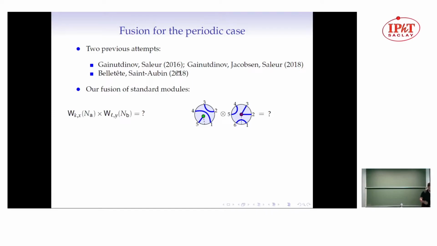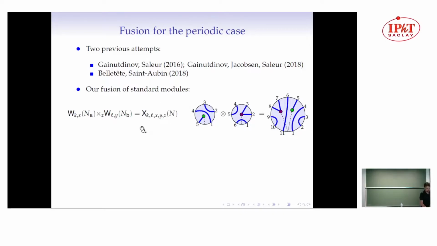And these two proposals actually turn out to be inequivalent. Also, it's not clear that this is the correct way of doing fusion if you want to compute correlation functions for these connectivity operators. So here, with Yasenikov, we came up with a new proposal, which is the following.